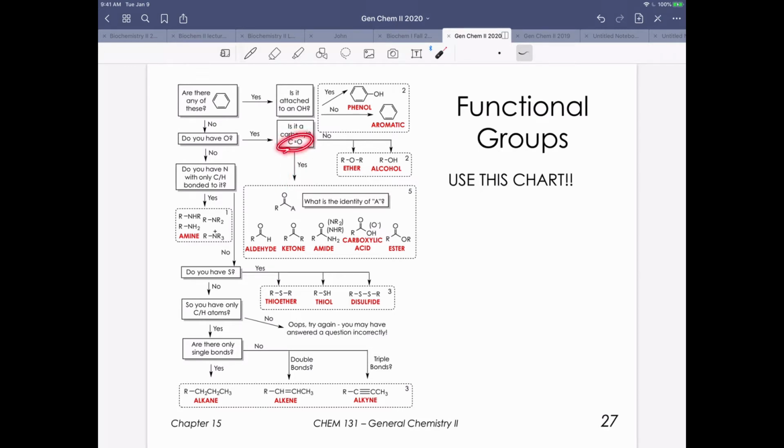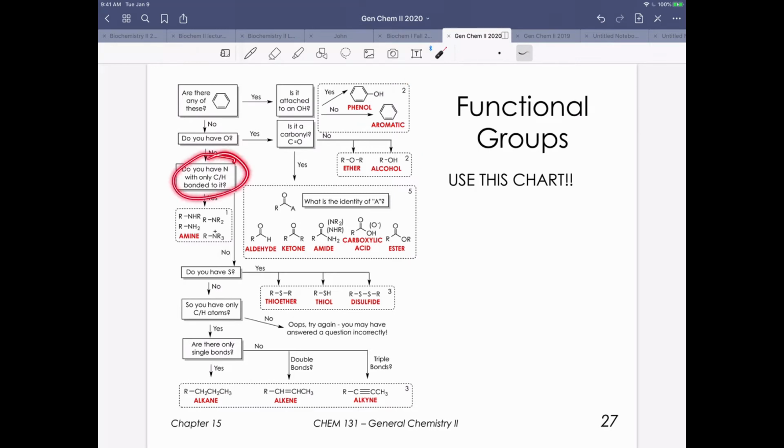Well, what if you don't have a carbonyl group, but you still have an oxygen? That is either going to be what we call an ether, if it's an oxygen between 2 carbon atoms, or an alcohol, if it's an oxygen between a carbon and a hydrogen. So look at this. We've already gotten through more than half of our functional groups here just using this chart.